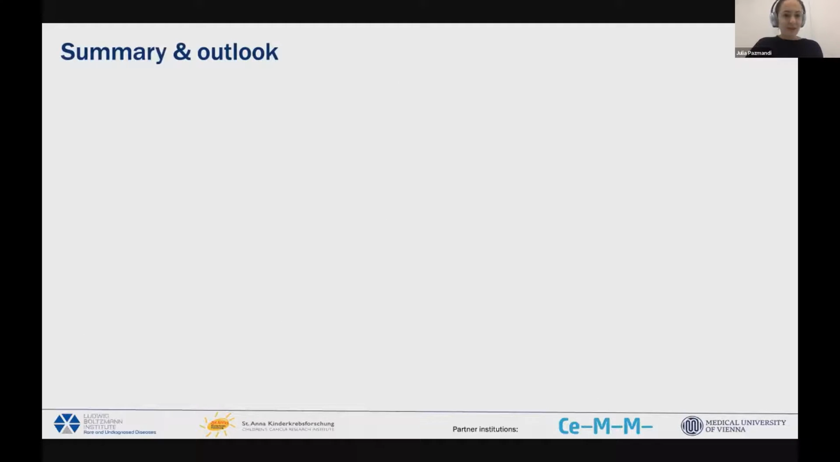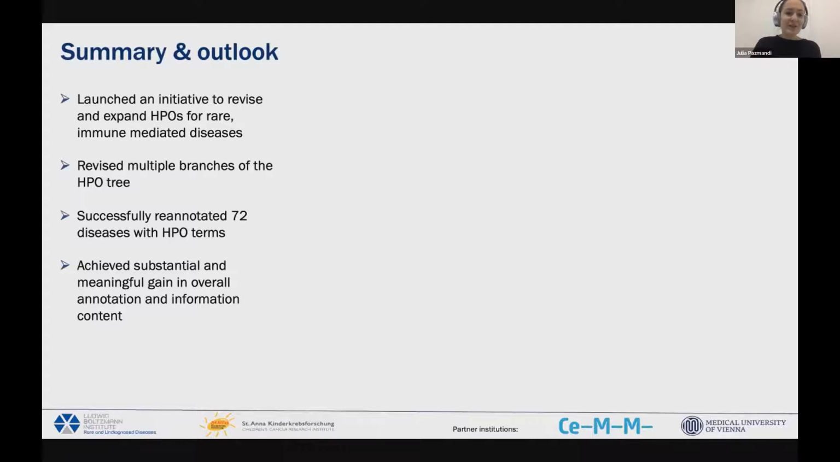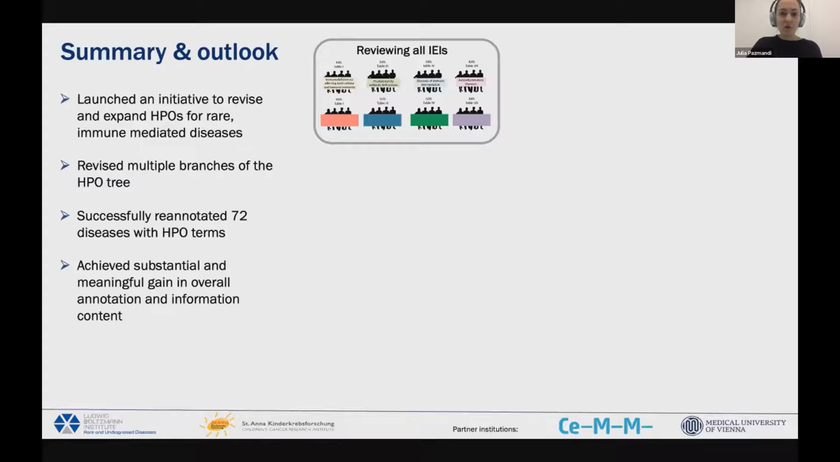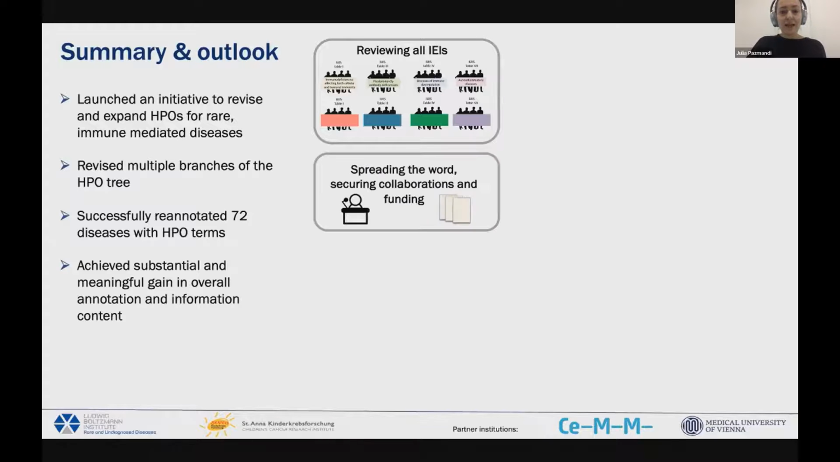Of course, we are not done yet, and we are only getting started. But I think we already achieved quite a substantial gain in overall annotation and information content for the diseases in the 3 parts that we have reannotated. And our immediate goals are to finish review and reannotation of all inborn errors of immunity, and to facilitate this, we would like to spread the word by talking at conferences such as this, also to secure collaborations and funding to do this work further.